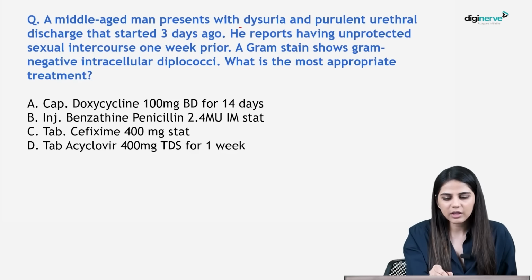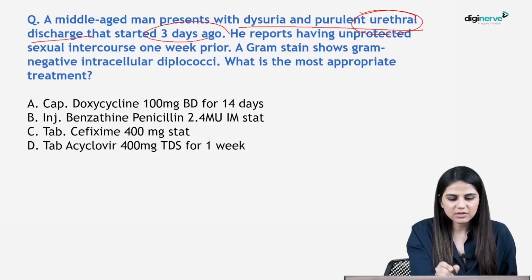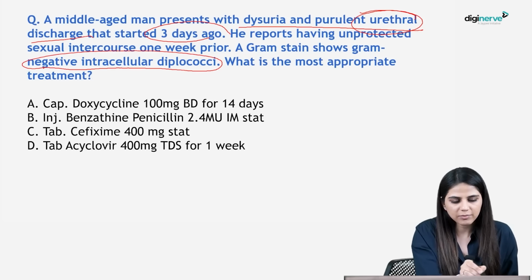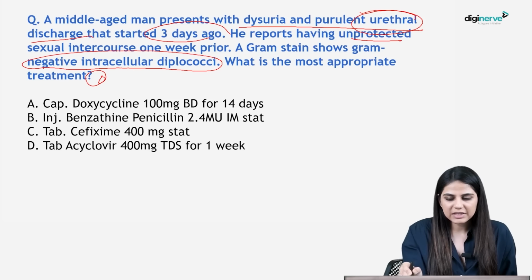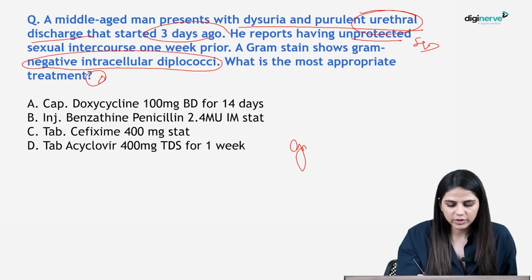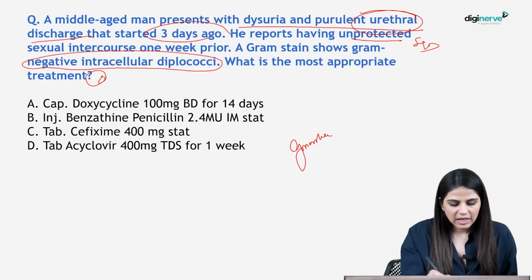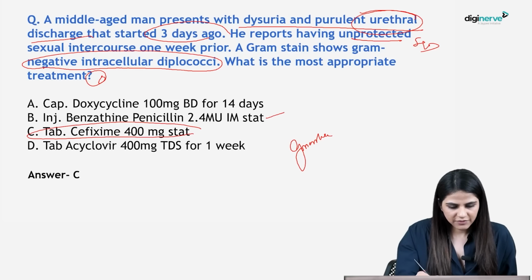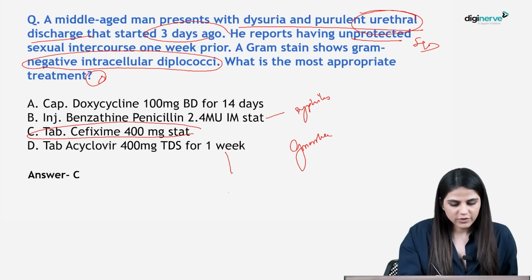Middle-aged man, dysuria, purulent urethral discharge. My first clue: 3 days ago. Alright, the incubation period. Gram stain shows gram negative intracellular diplococci. Second, unprotected sexual intercourse pointing to STD. So gram negative, we are talking about gonorrhea. And the correct answer is cefixime 400 stat. Alright. Syphilis, benzathine penicillin. Acyclovir for herpes.